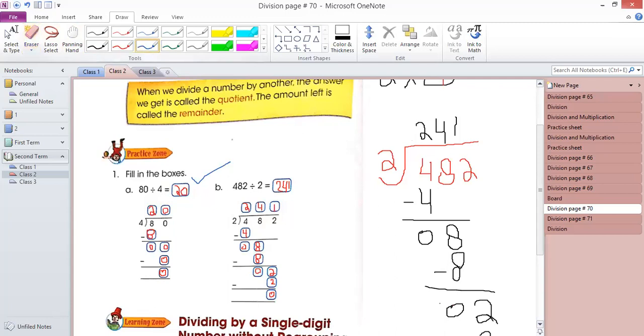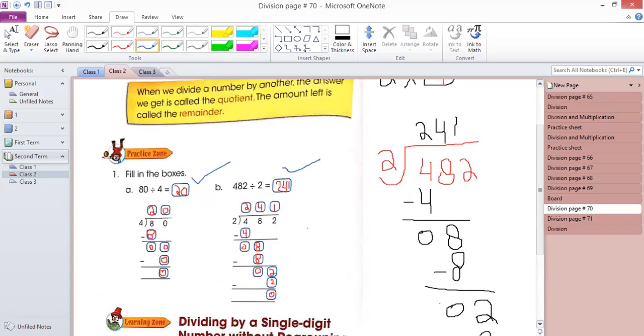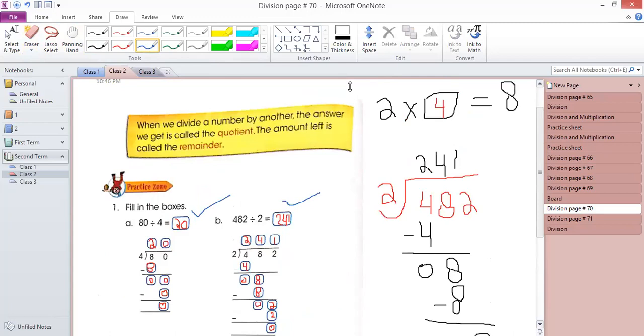241. This is your answer. And here you can write like this. 2 2s are 4. 4 divided by 2, 2. 2 2s are 4. 4 minus 4, 0. Then 8 divided by 2 is 4. 2 4s are 8. 8 minus 8, 0. Then 2 divided by 2 is 1. 2 1s are 2. 2 minus 2, 0. Is it clear, guys? Yes, sir.